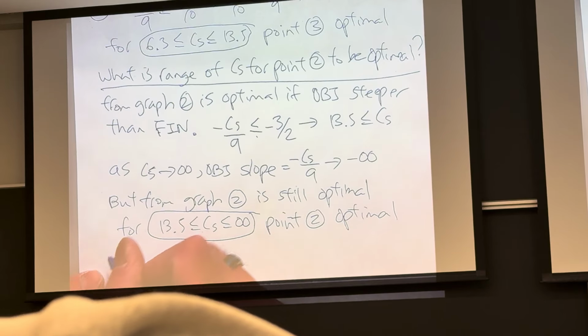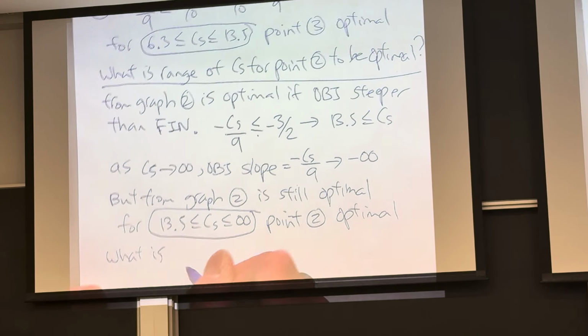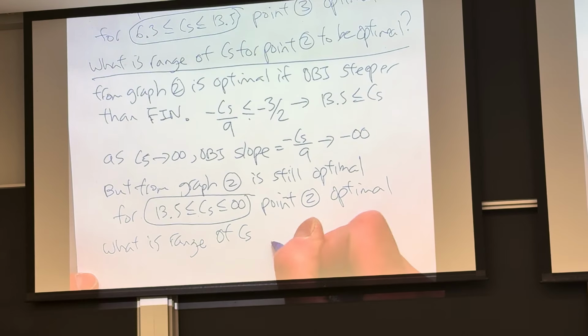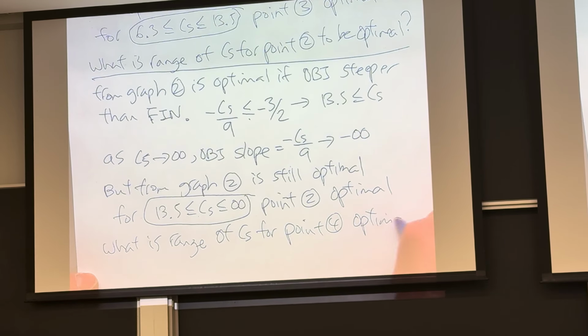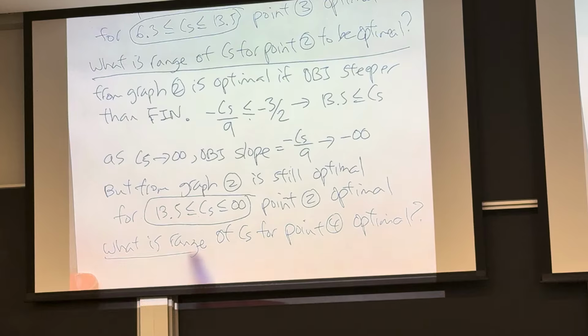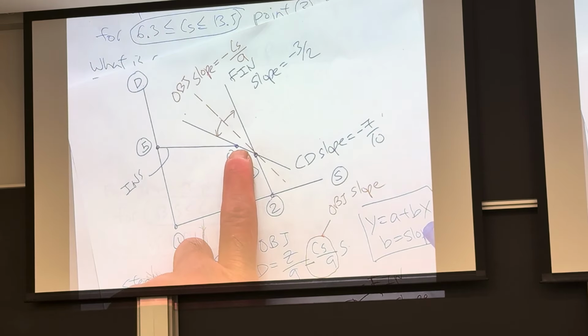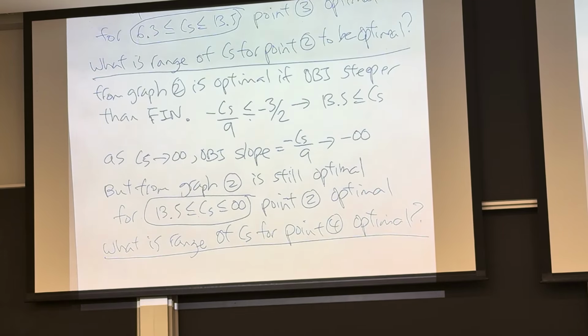How about 0.4? So what is the range of CS for 0.4 optimal? So that's your little in-class exercise here. Okay. So 0.4 is that one, right? Yes? What's the upper limit, sorry? Infinity.